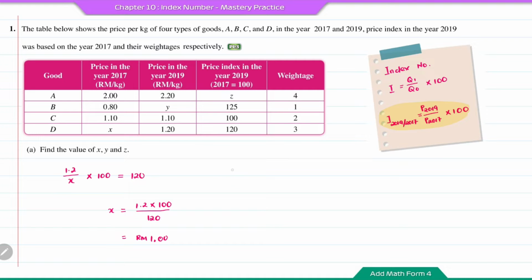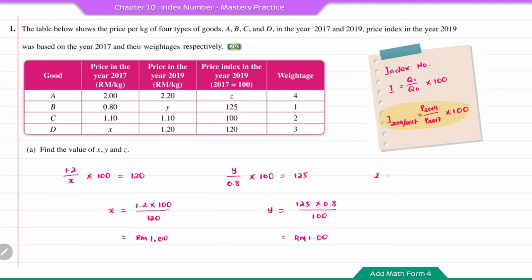To find the value of Y, Y divided by 0.8 times 100 will be equal to 125. To solve for the Y, it will be 125 times 0.8 divided by 100. So the answer is 1, and Y is also the price in the year 2019. Therefore, you must put a unit RM with 2 decimal places.